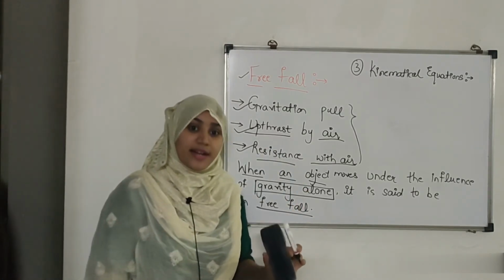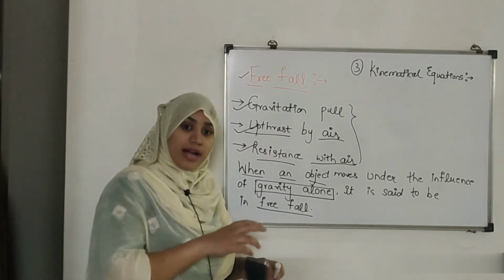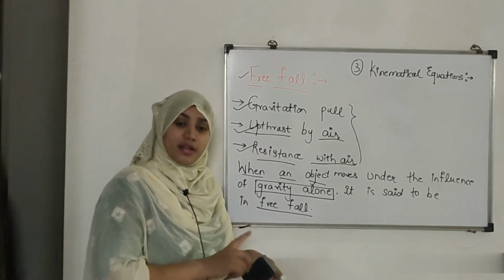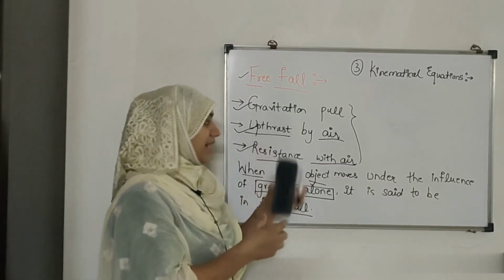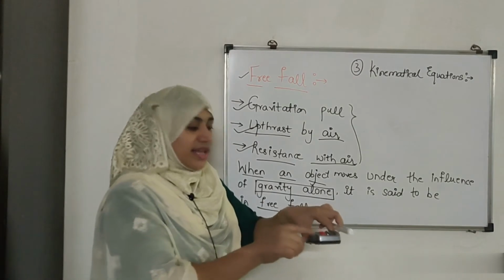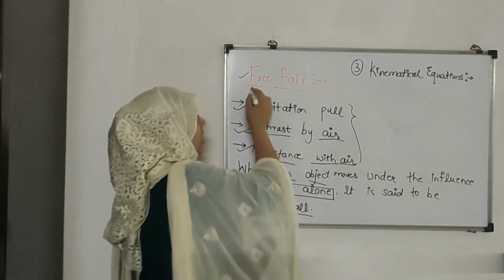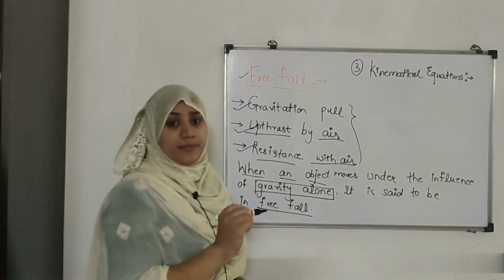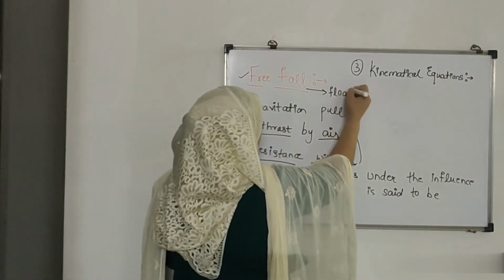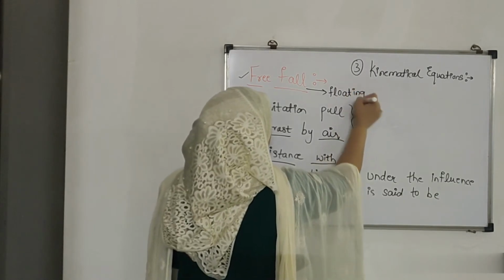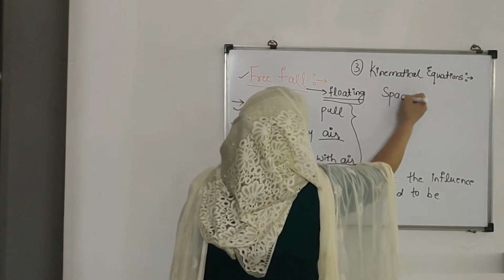When I am standing here or whenever I drop something, I do have the resistance by the air, right? I do have the upthrust by the air. So what I see is that the object is falling down, okay? By free fall, I mean everything is floating, okay? Things are floating. Basically I am talking about spacecraft, okay?